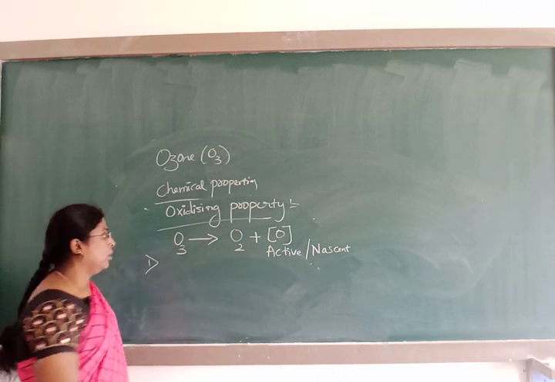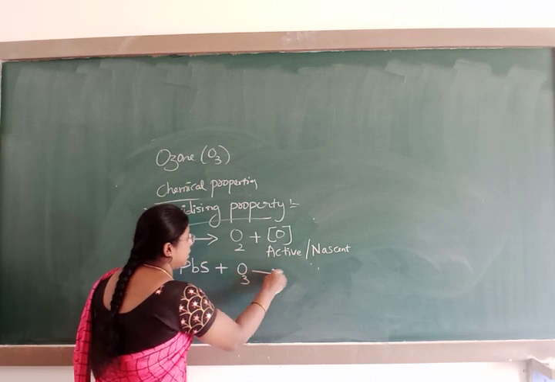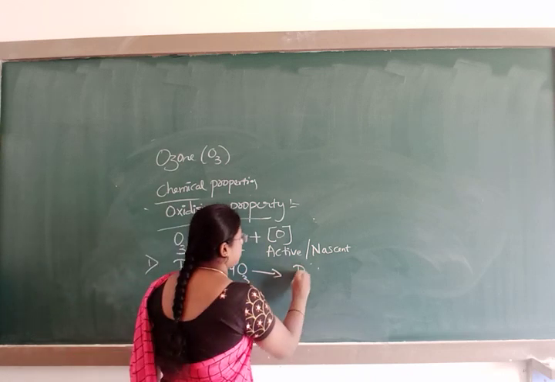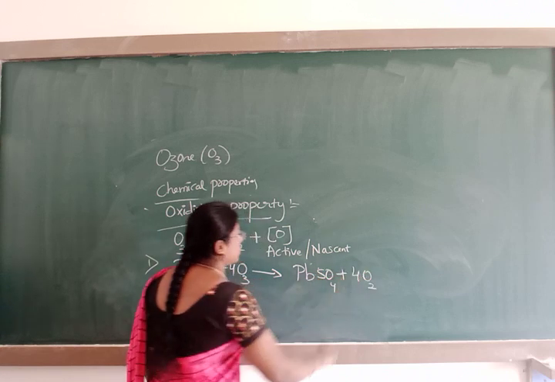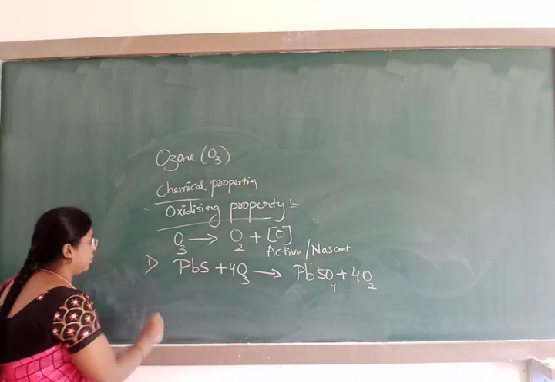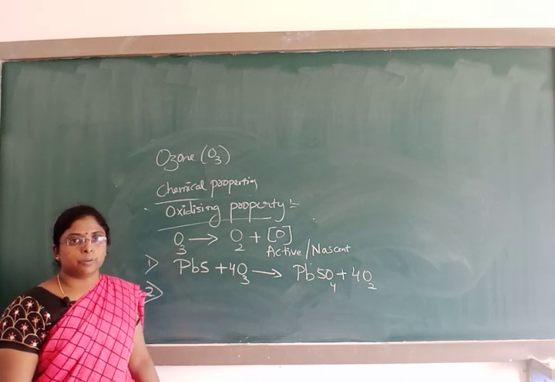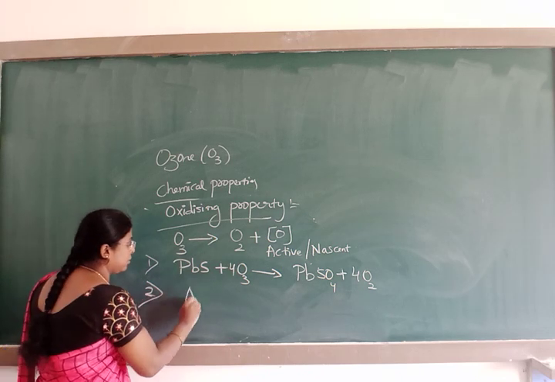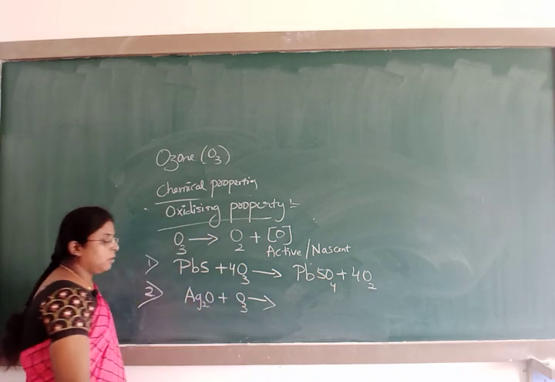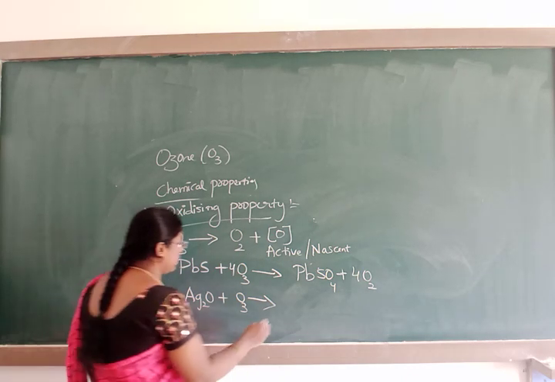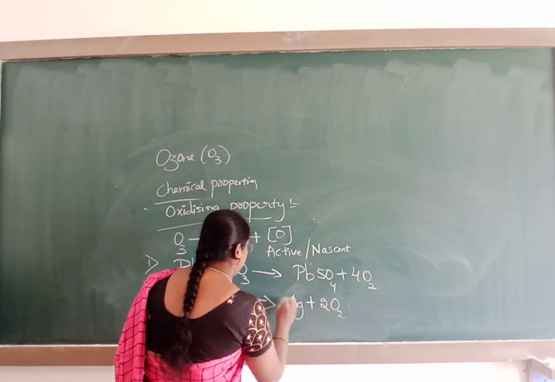When ozone reacts with lead sulfide, it forms lead sulfate, and along with that dioxygen is also obtained. Ozone also reacts with silver oxide. When ozone reacts with silver oxide, it forms silver and dioxygen.